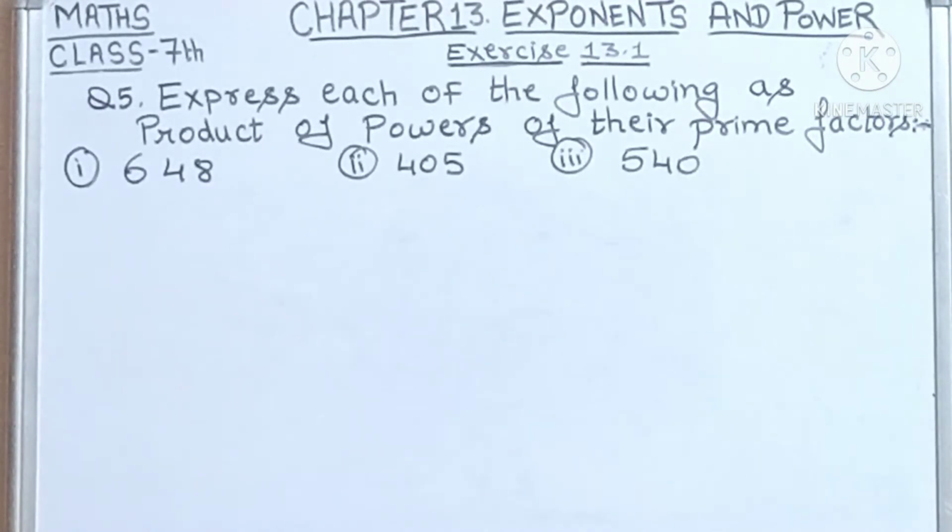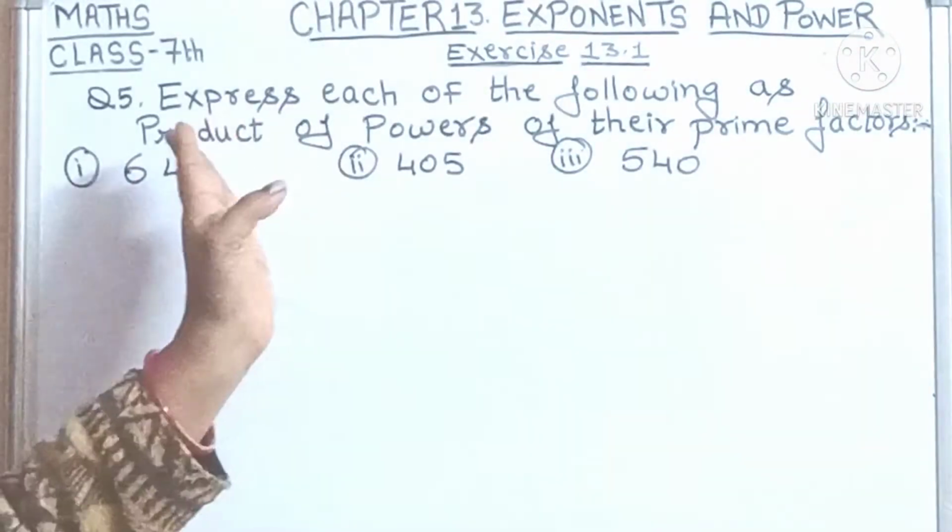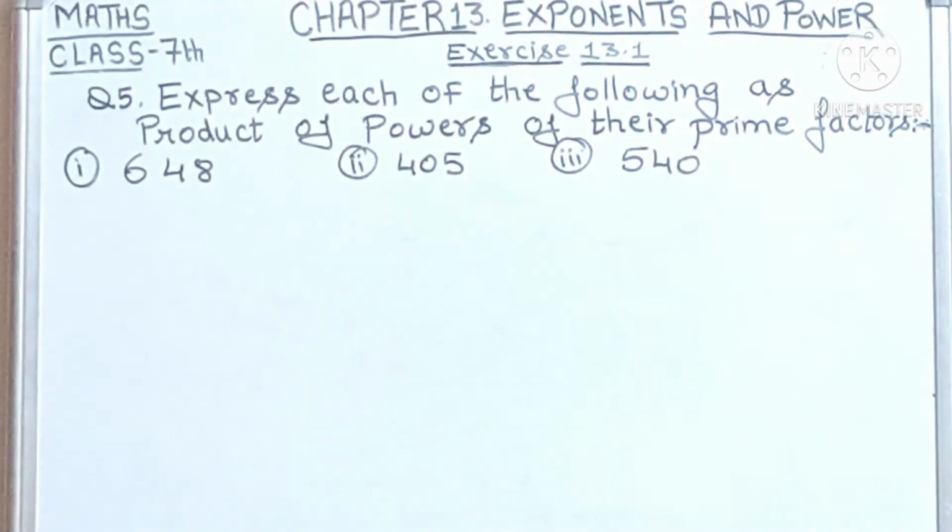Express each of the following as a product of powers of their prime factors. We have to express these as a product of powers of their prime factors, which means we have to find the factors of these and represent them in exponential form. So the first one is 648.